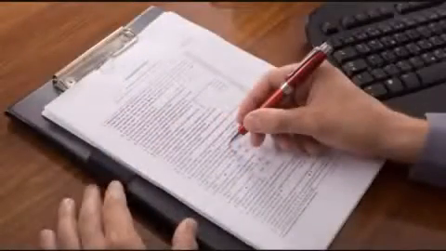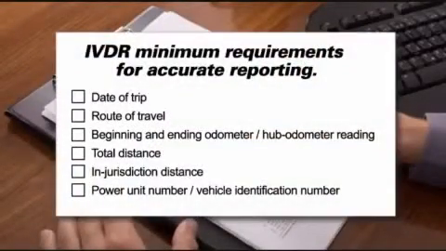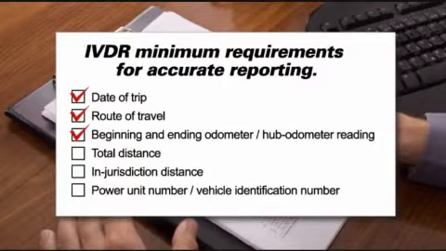Each jurisdiction's suggested trip report, or IVDR, may look different, but they all reflect the minimum requirements for accurate reporting. This includes the start and end dates of a trip, route of travel, beginning and ending odometer or hub odometer reading of the trip, total distance, which includes all movement such as loaded, empty, bobtailed, and personal trips, in-jurisdiction distance, and power unit number or vehicle identification number.